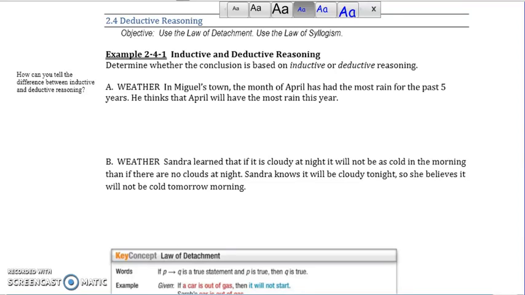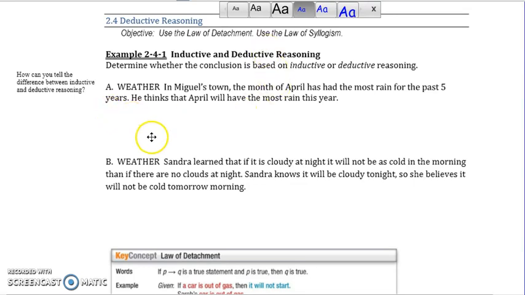So this is lesson 2.4, and we're going to look at deductive reasoning, both the law of detachment and law of syllogism. We use a lot of inductive and deductive reasoning every day, every minute, as we process information and make conclusions about things.